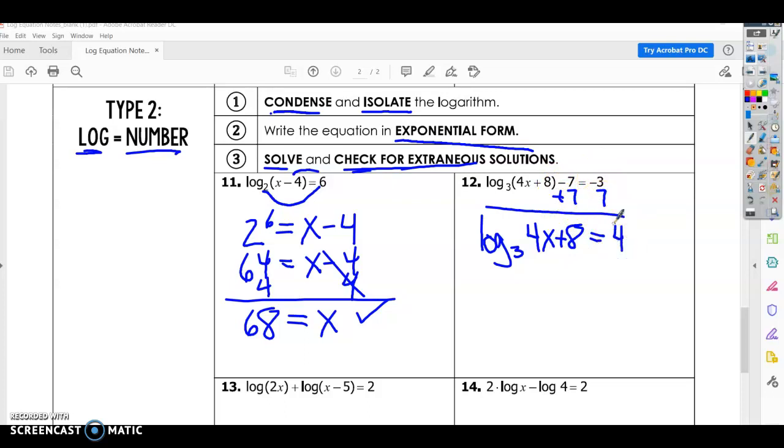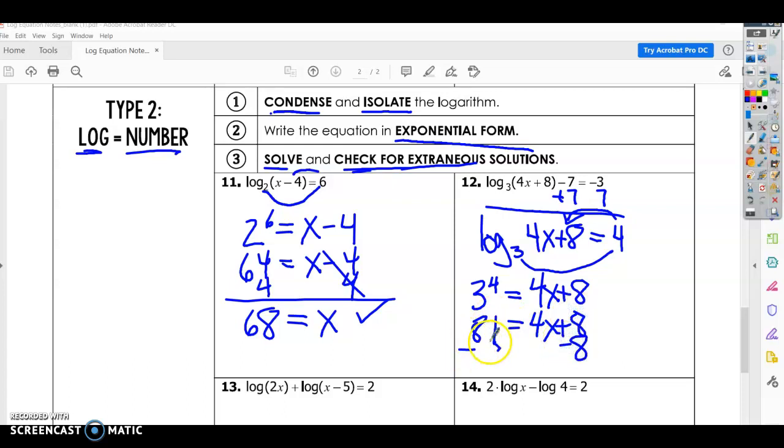All right, now we're going to use the cloud method, as some people call it, where we say this to this power equals this. So we're going to rewrite it in exponential form. So 3 to the 4th power equals 4x plus 8. And then if I evaluate 3 to the 4th power, let's see what I get here. 81. That makes sense because 3 times 3 is 9 and 9 times 9 is 81. So we get 81 equals 4x plus 8.